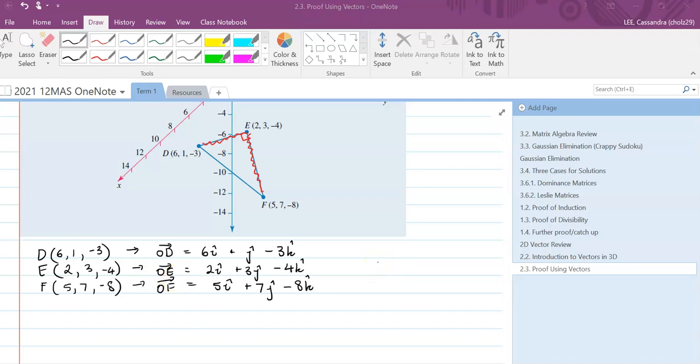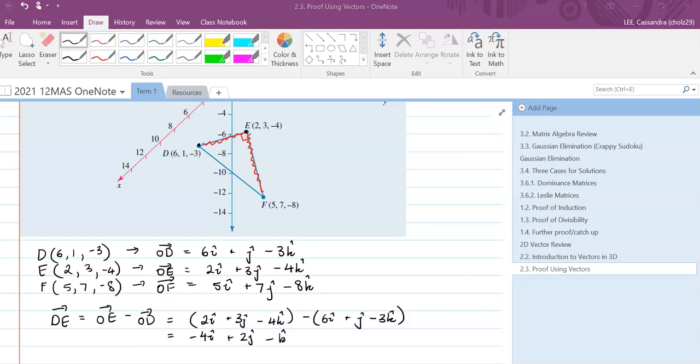If I have a look at my triangle here, the vector that I'm trying to find is vector DE, and then I'm also trying to find the vector EF. We can do that by using our formula. If we were to find our vector DE, that's going to be equal to OE take away OD. That's going to give us the following vector. So here we've defined our vector DE, which is going to be negative 4i plus 2j minus k.